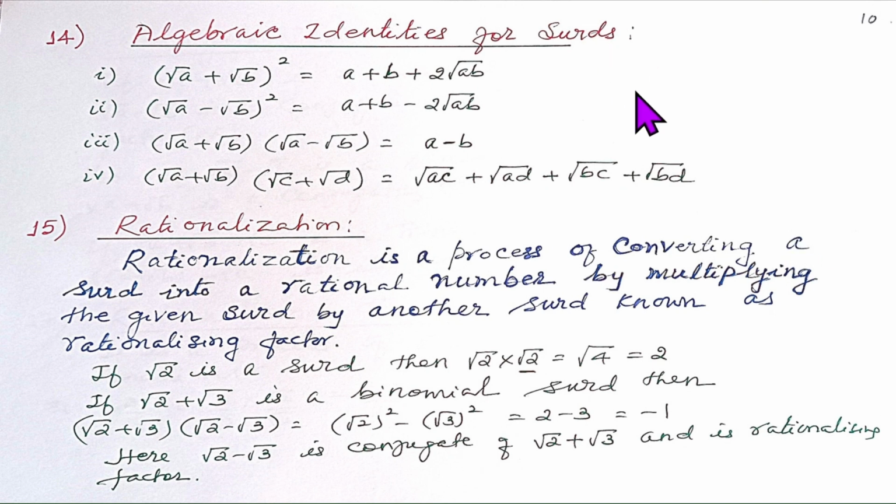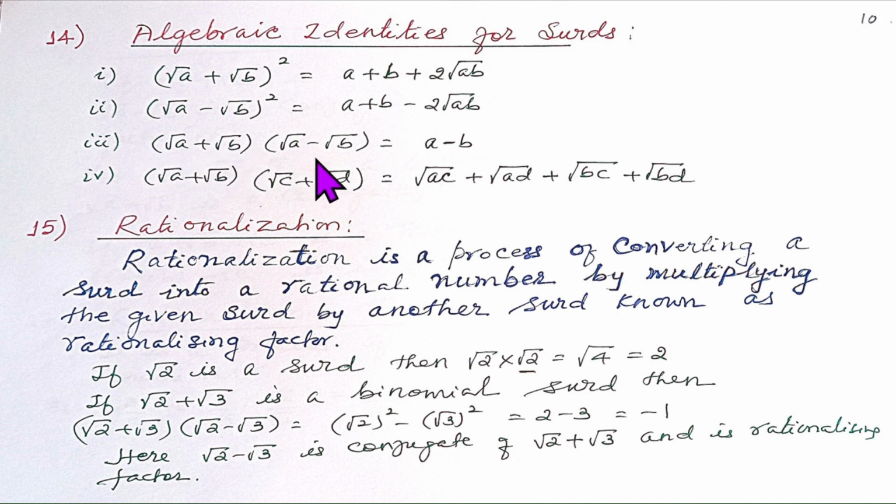When we talk about surds, we have some identities as we have in algebra. (√a + √b)² is equal to a + b + 2√(ab). (√a − √b)² is equal to a + b − 2√(ab). That means we apply the (a + b)² and (a − b)² forms here.